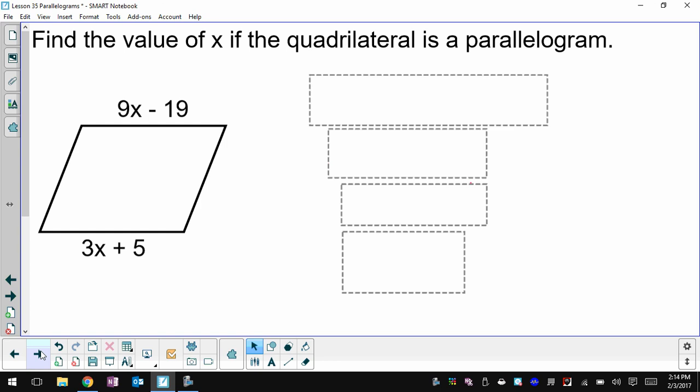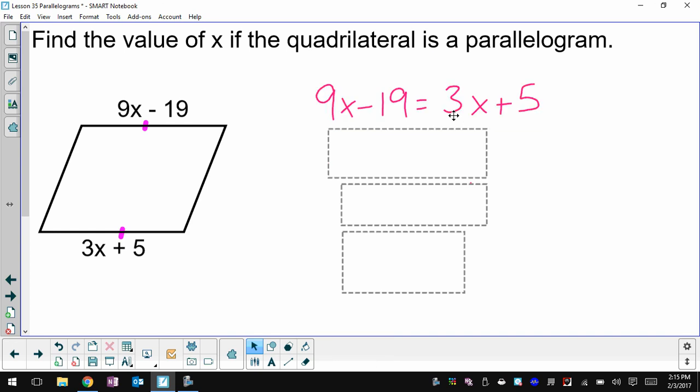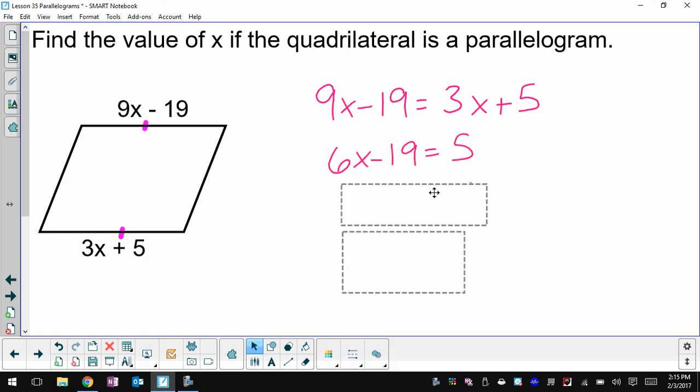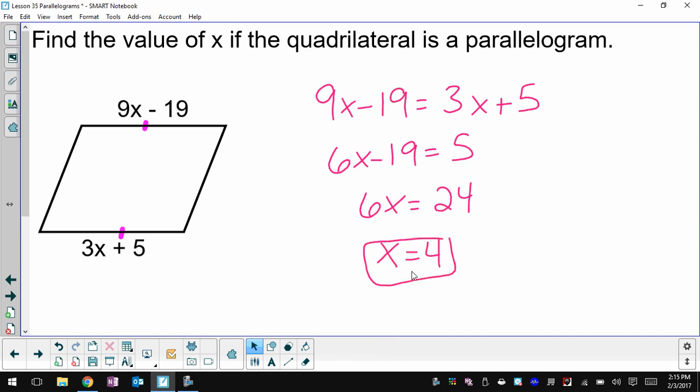So we can use those properties to solve some equations, write some equations, find some lengths. So here I have a parallelogram, and I want to find x. So notice I have the opposite sides labeled. Opposite sides should be congruent. So that means those two things should be equal to each other. So we're using the property to set up the equation, and then we just solve the equation like we have been all year and all last year in algebra. And we figured out that x is 4.